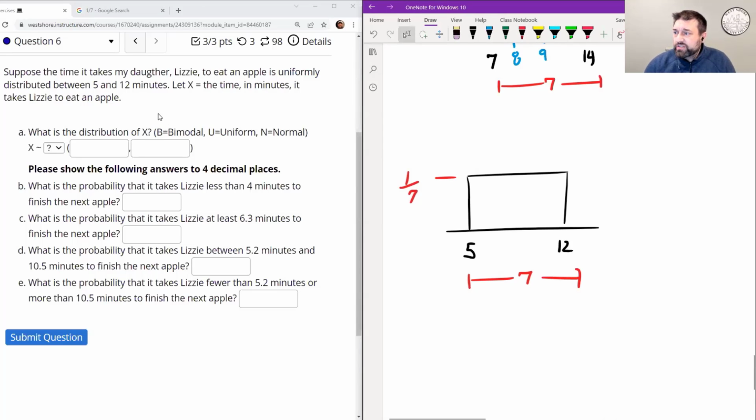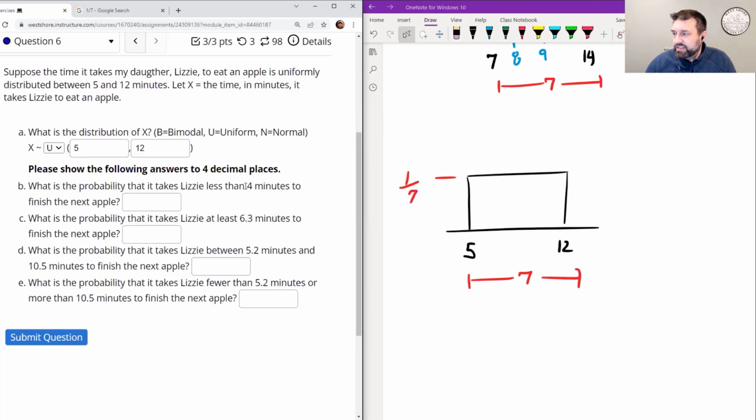What type of distribution is this? Well, they tell us it's uniformly distributed. So I know that it is a uniform distribution. So I'm going to select the U, the letter U for uniform. This is going to go from 5 to 12. And now questions B, C, D, and E are going to ask you specific questions about this distribution.